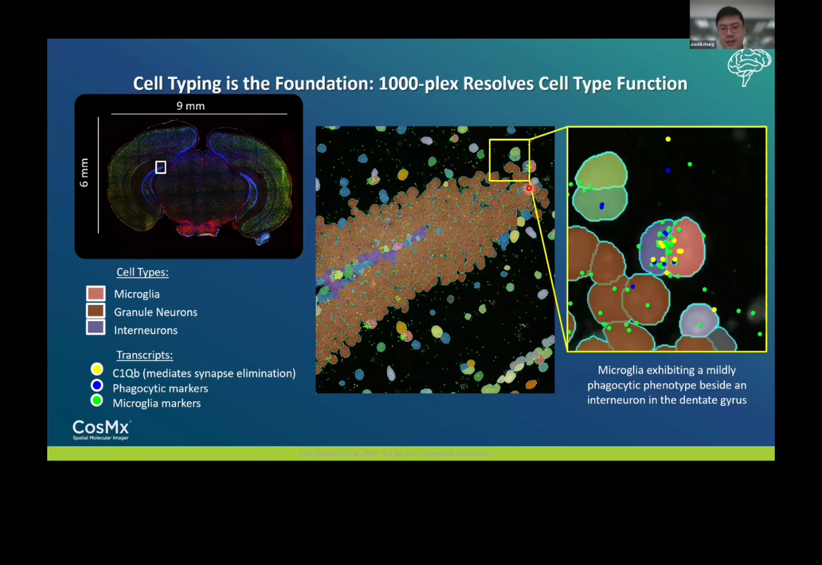So for example, here we are zooming into these microglia cells with the neighboring interneuron cell. With the abundance of the expression of microglia markers, it suggests that these microglia cells are exhibiting a mildly phagocytic phenotype, also based on some blue dots here, which is the expression of the phagocytic marker.